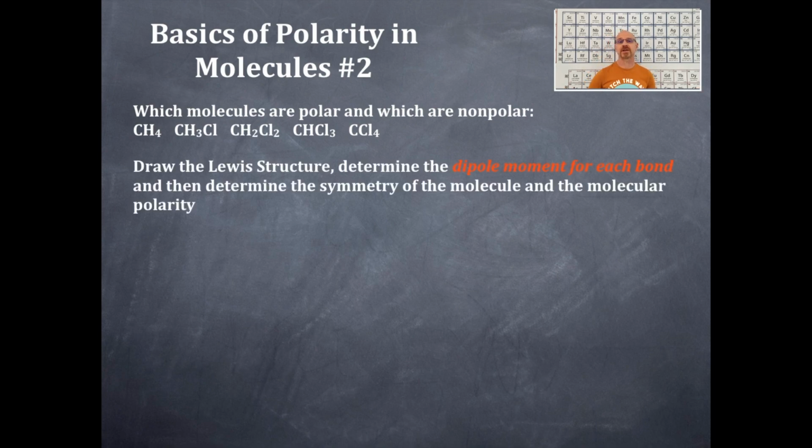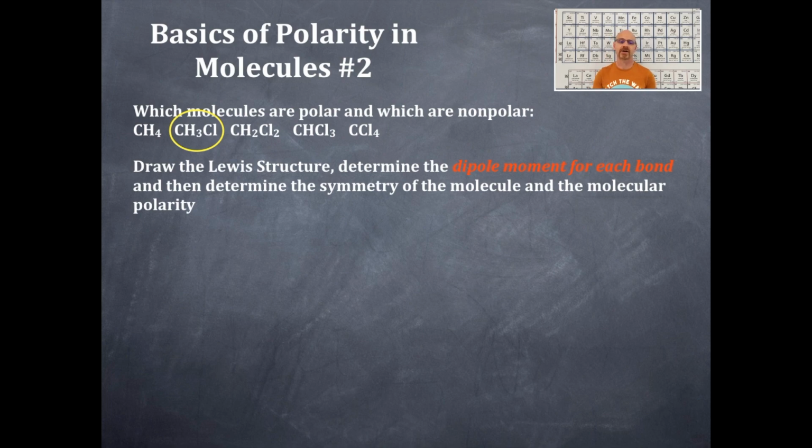So first thing that we're going to do is draw the Lewis dot structure. We're going to determine the dipole moment for each bond. We're going to determine the symmetry of the entire molecule, and from the dipole moment or dipole moments and the symmetry of the molecule, we're going to figure out whether this is polar or non-polar.